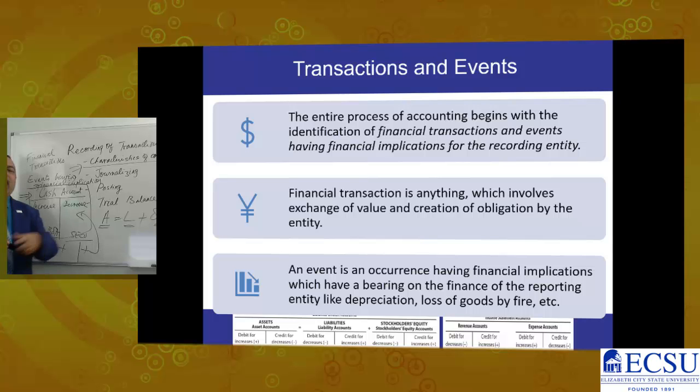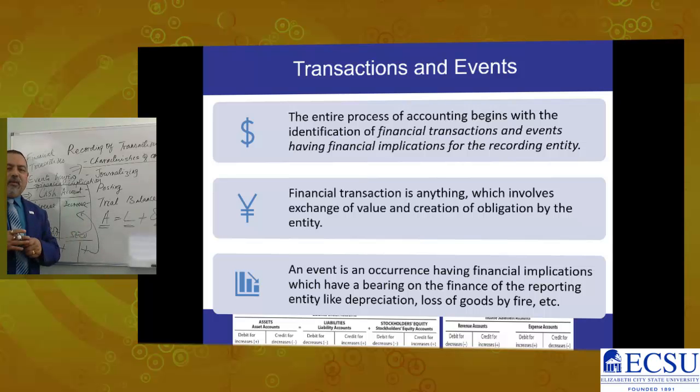Okay. Now, we already talked about transactions and events. What are transactions? Transactions are exchanges of value between two or more parties. So there has to be an exchange of value, and it has to be between two or more parties. It could be a cash transaction or it could be a credit transaction. Whenever a credit transaction takes place, we create an obligation. Like, supposing Walmart sells something to me, I'm obligated to pay Walmart. So that is an obligation created because of a credit transaction.